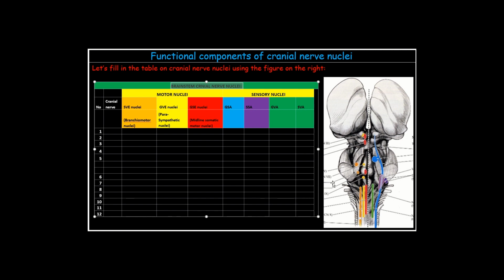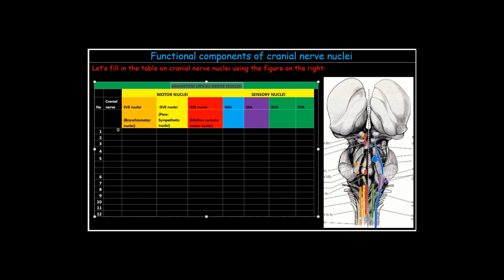Now, once we've plotted all the cranial nerve nuclei in this table over here against the 12 pairs of cranial nerves, then we'll be able to figure out which cranial nerve nuclei contribute to the formation of which specific cranial nerve. And from that, we'll be able to decipher what are the functions of each cranial nerve and what potential clinical neurological deficits can be elicited if there is a lesion of a specific cranial nerve or its nuclei.